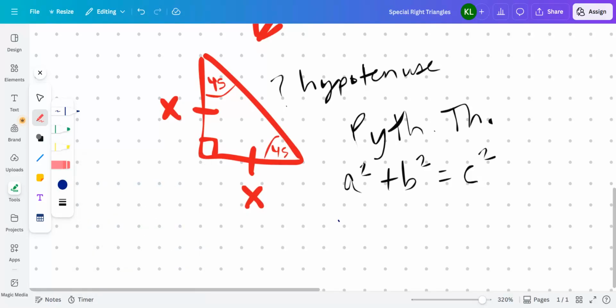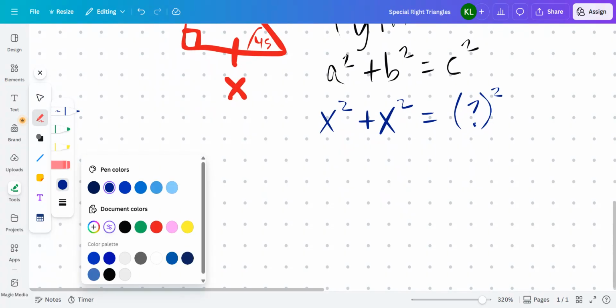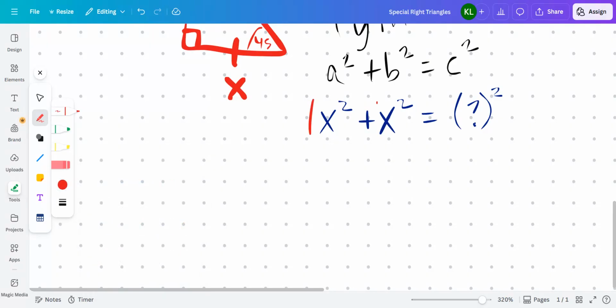We're going to have x squared plus x squared is equal to, and our hypotenuse, we don't know what that is. I'm just going to leave it as a question mark for now, some unknown measure squared. If I have 1x squared plus one more x squared, I have a total of 2 x squareds, which is equal to some unknown value squared.